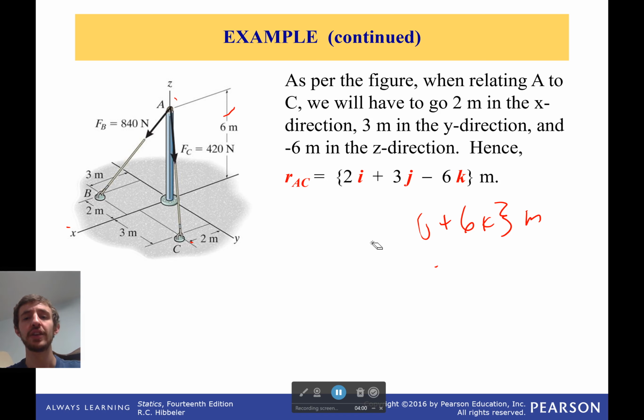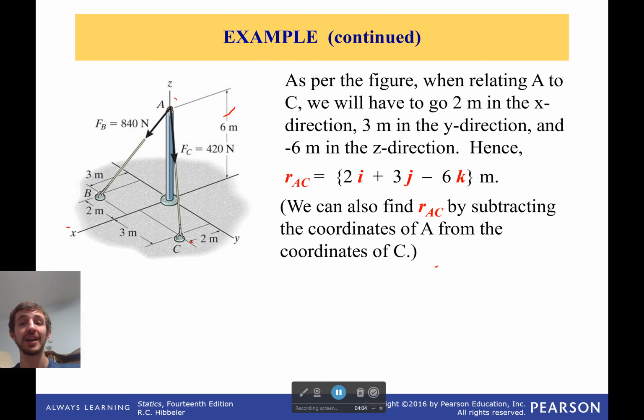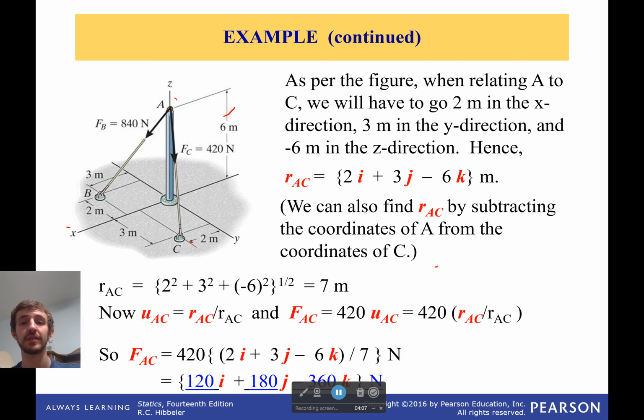Okay, so delete all this. Now we have our position vector. We've got to turn it into a unit vector. How are we going to do that? Well, we're going to first find the magnitude of that vector, which means we take each of the components, square them, add them together, and then take the square root. It's just like the Pythagorean theorem, but with 3 dimensions now instead of 2.